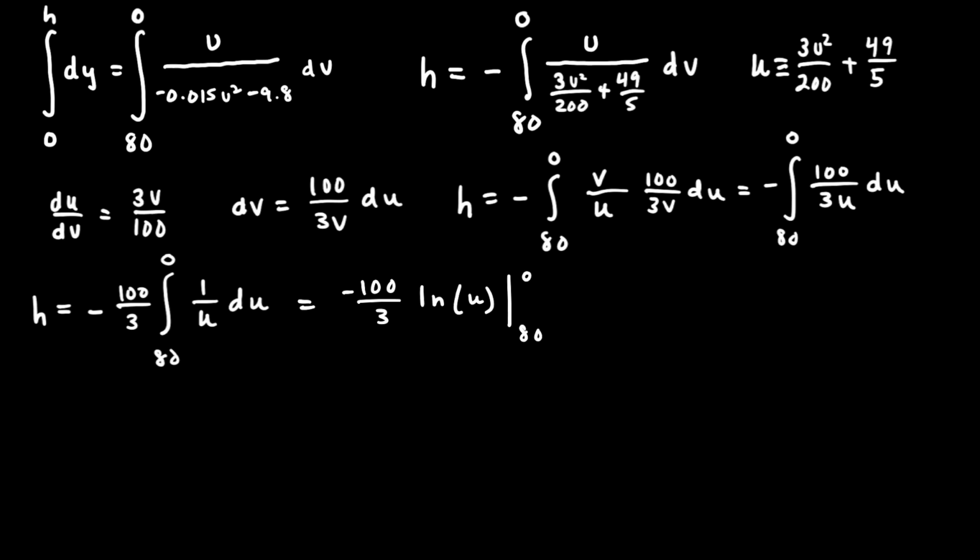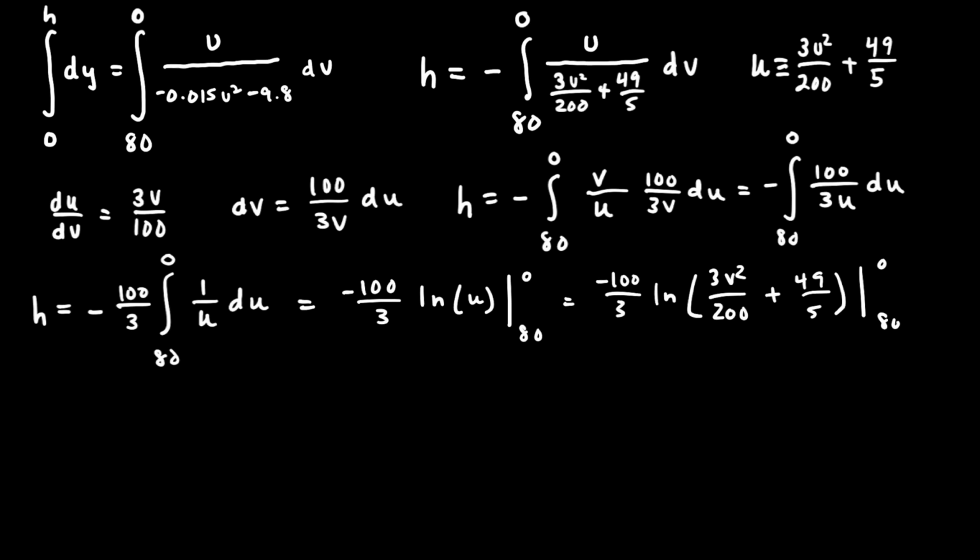And so really what I would need to do next is plug in what u is, of course: minus 100 over 3 times the natural log, and now instead of u, I'll write the expression from up above, right? We defined u as 3v squared over 200 plus 49/5, evaluated at 80 and 0.